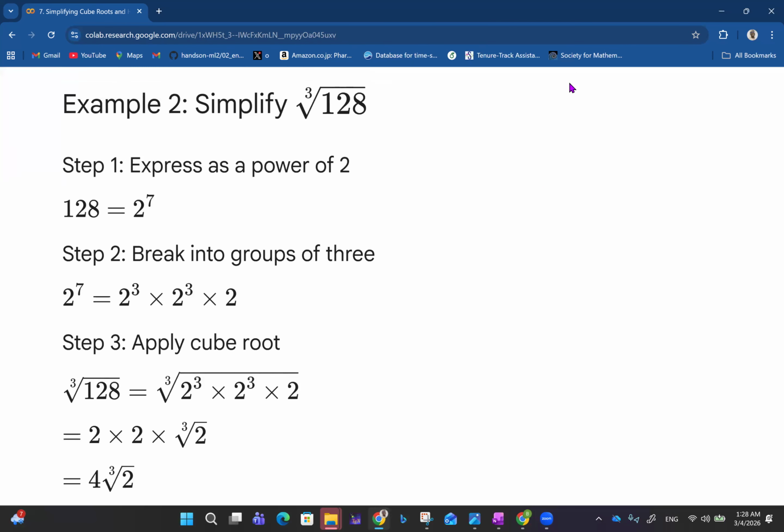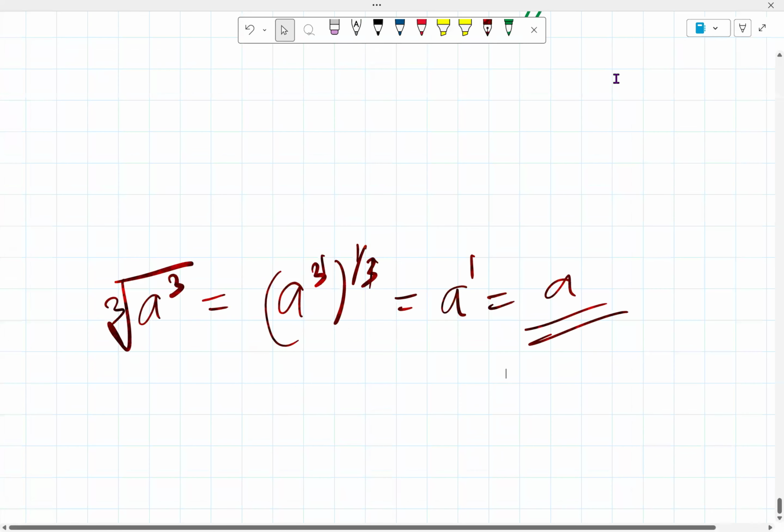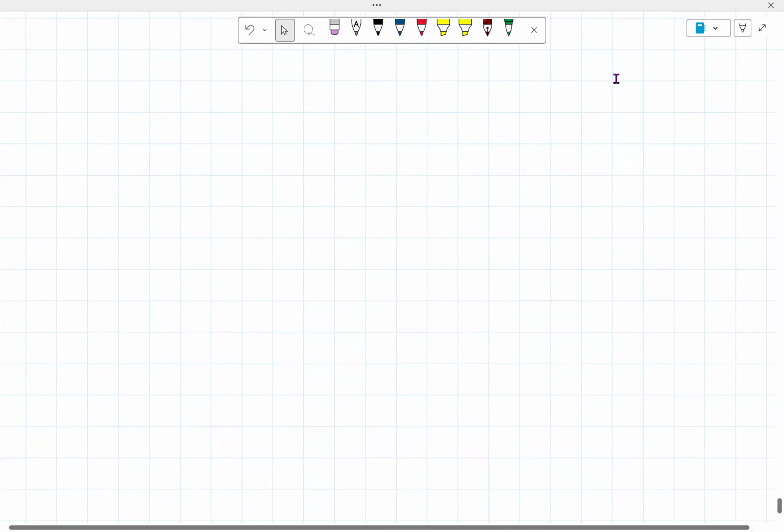So simplify the cube root of 128. First express it as a power of 2, and the answer ends up being 4 cube roots of 2. But let's go ahead and do it on the worksheet. The cube root of 128 is what we need to do now. Imagine I have the cube root of 128. So let's factor 128.